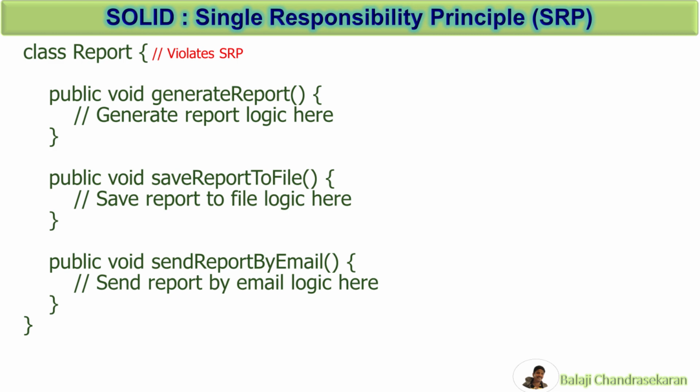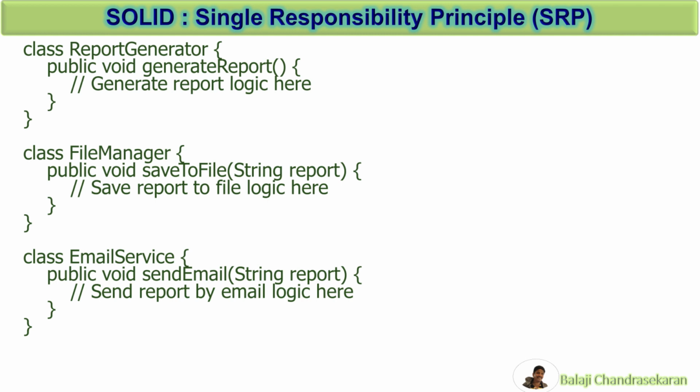Since the report class is doing multiple responsibilities, it makes code maintenance and testing challenging. To adhere to the single responsibility principle, I am splitting the responsibilities into separate classes. Each class now has a single responsibility. The report generator class is responsible for generating the reports. The file manager class takes care of saving the reports to files, and the email service class takes the responsibility of sending the reports by email. This separation makes the code easier to understand, maintain, and test.